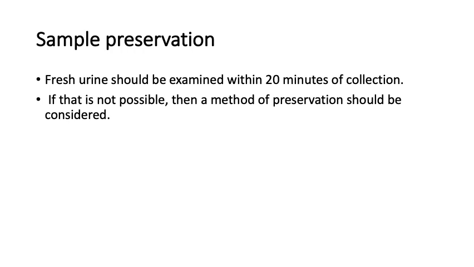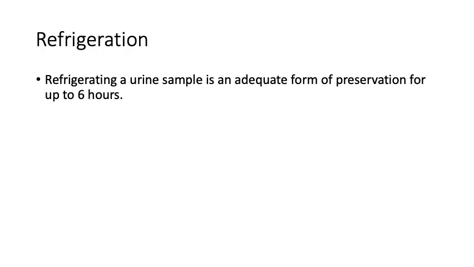For the sample preservation, before choosing a preservative, we have to consider the following. First, the method of sample collection used. Next, the analysis to be performed. Third, the biochemical method that will be used. And lastly, the time delay between urine collection and analysis. Refrigerating a urine sample is an adequate form of preservation for up to 6 hours. Before analyzing the sample, make sure to allow it to return to room temperature first. This is important for the enzymatic reactions that occur during the chemical examination of urine.